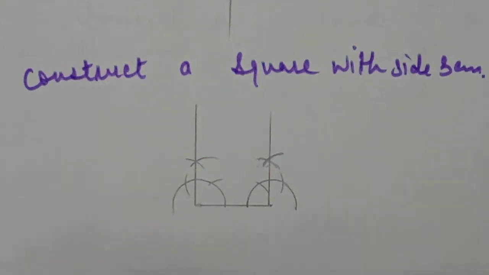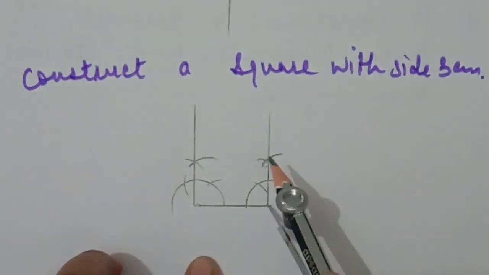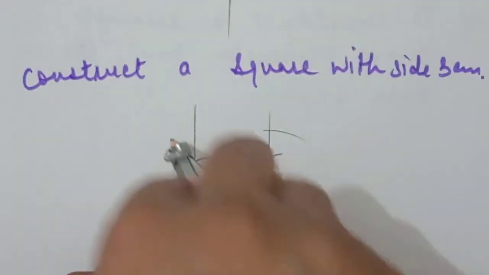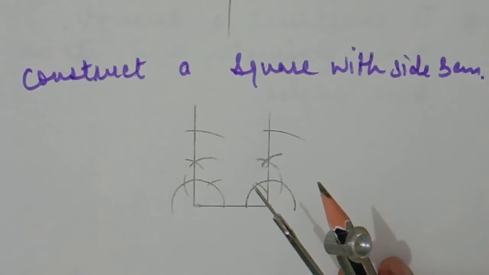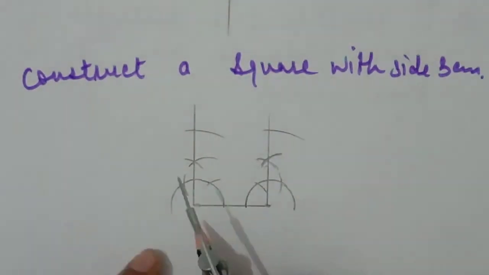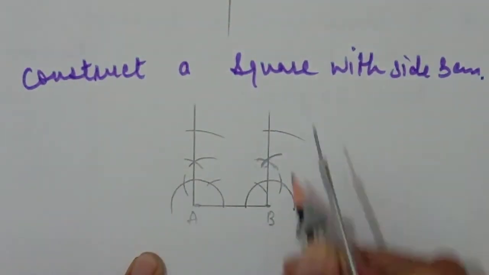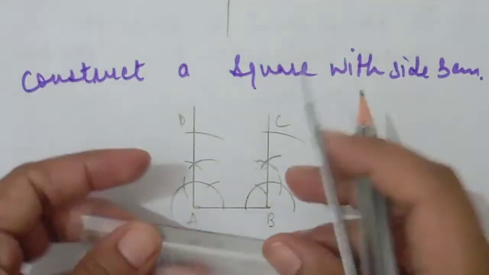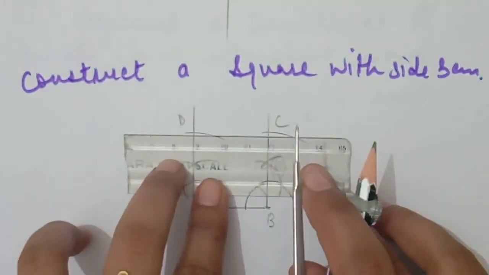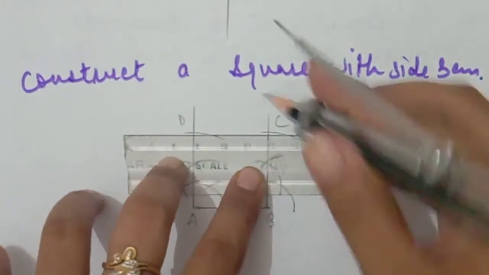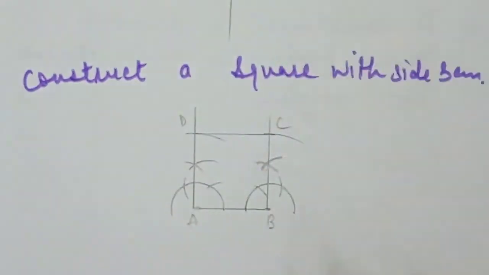Now we have to draw an arc of 3 centimeter because the sides of a square are equal. This is our 3 centimeter. We will put it here, and mark it on both sides. Then we have the points A, B, C and D. We only join them. This is our required square with the side 3 centimeter. So students, this is the square.